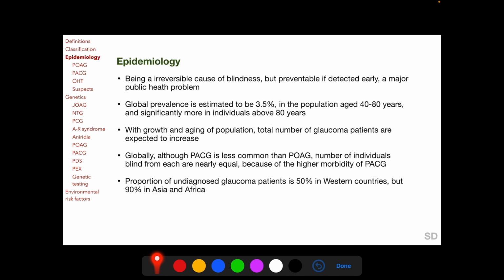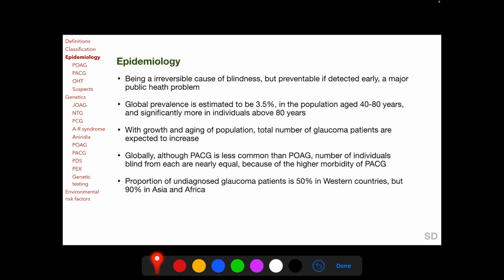Glaucoma is an irreversible cause of blindness after blindness sets in, but preventable if detected early prior to onset of blindness. Glaucoma is a major public health problem. Global prevalence is estimated to be 3.5% in the population aged 40 to 80 years, with this figure 3.5% being an important one to remember. And prevalence in elderly individuals above 80 years of age is significantly more than that. With growth and aging of the population, total number of glaucoma patients are expected to increase in the future.